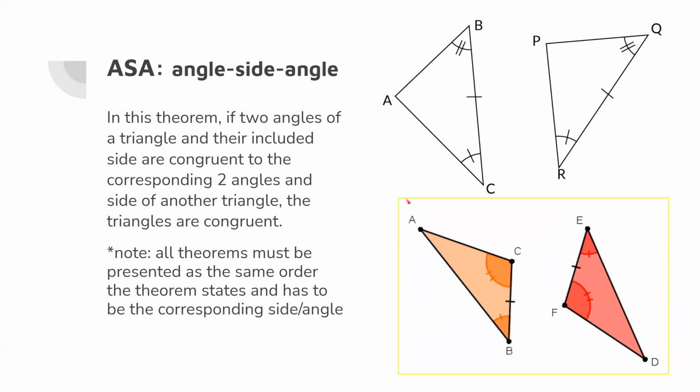Can you see if these two triangles are congruent by the ASA theorem in the highlighted box? I'll give you 5 seconds. Okay, time's up, and if you got yes, that is correct too, because C and F are corresponding and the angles are congruent. E and B are also corresponding and the angles are congruent, and the included side, CB and FE, are congruent. So that means all three are congruent in the right order.